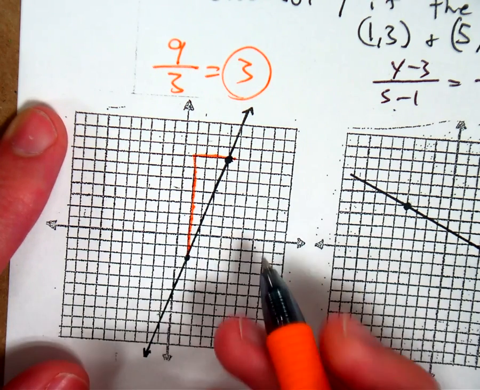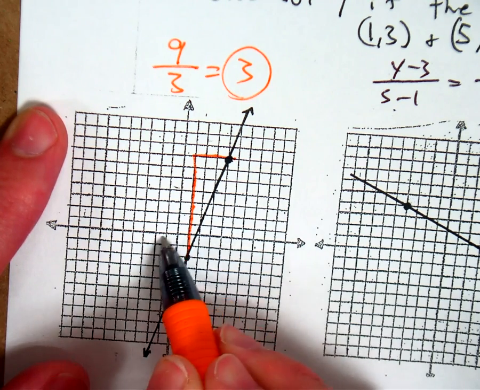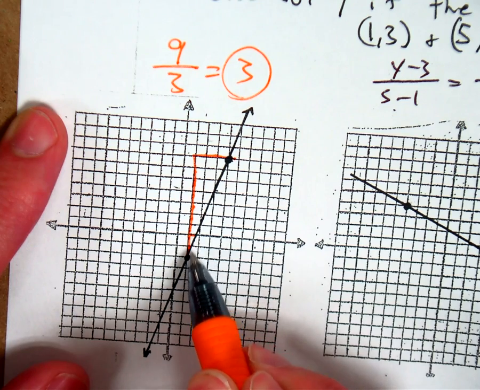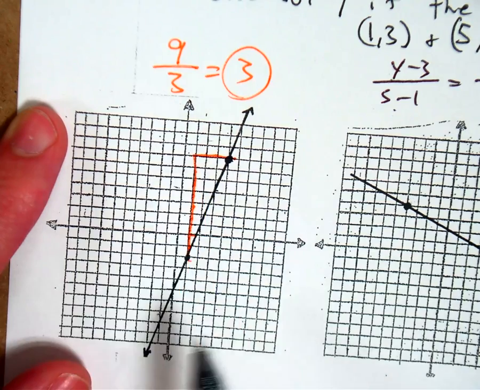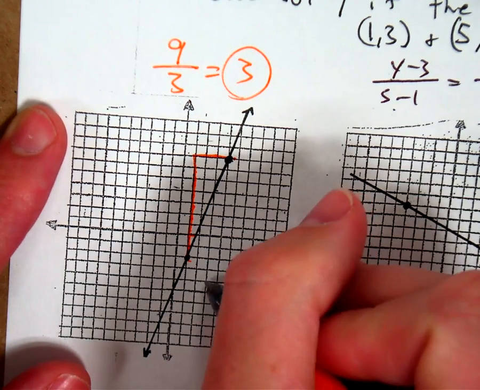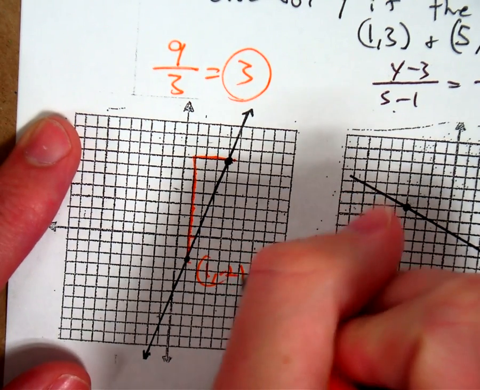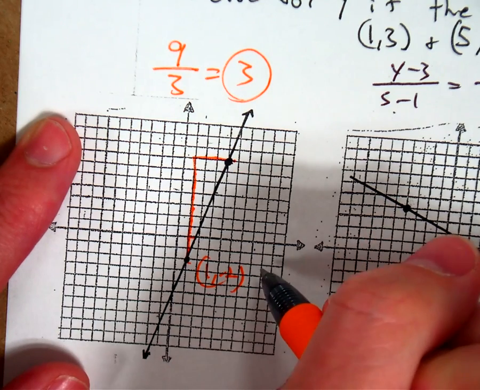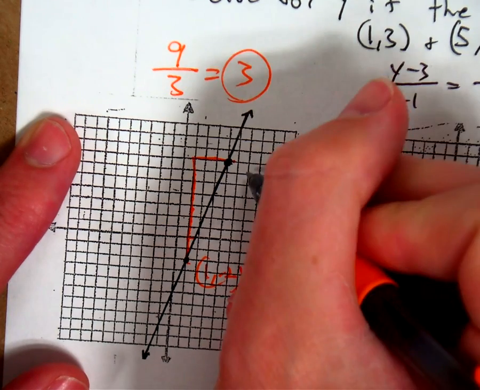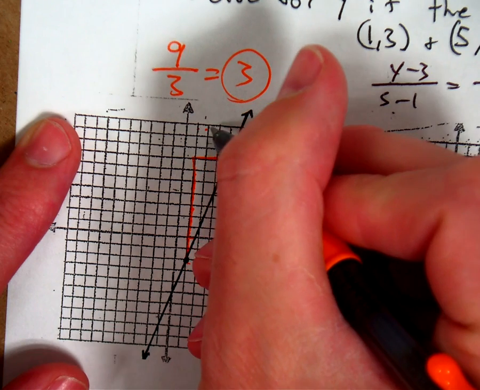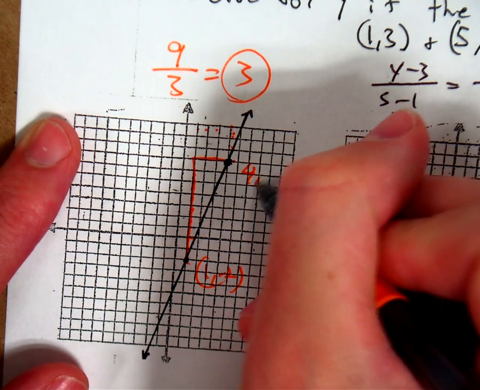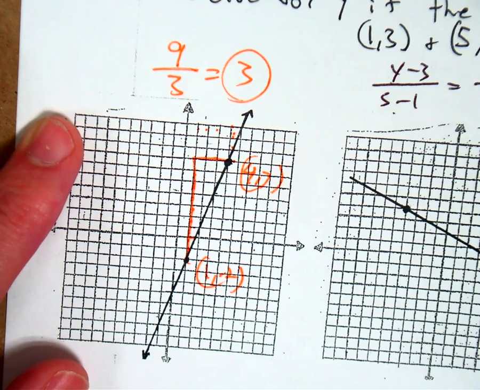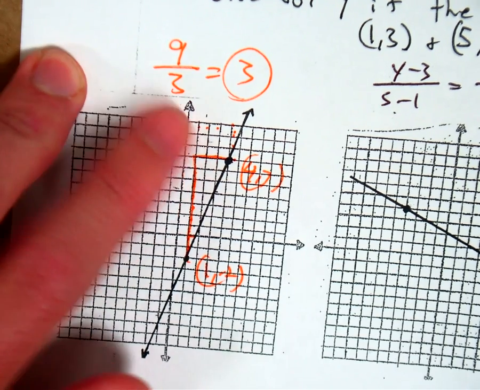If you wanted to do that with your coordinate pairs, that would be 1 comma negative 2. Tough to read these because those lines aren't very bold for our axes. 1 comma negative 2. And that's probably going to be 4 comma 7. 4 comma 7, and you can double check that to make sure it's 3.